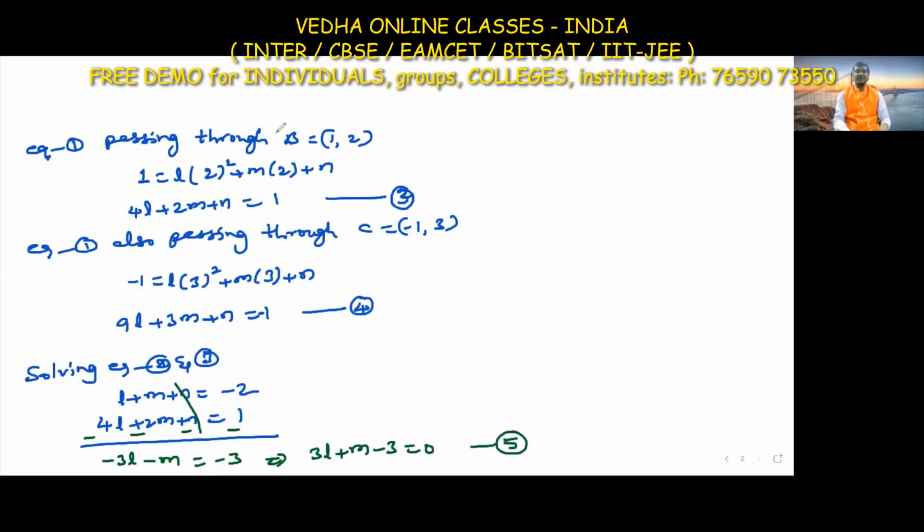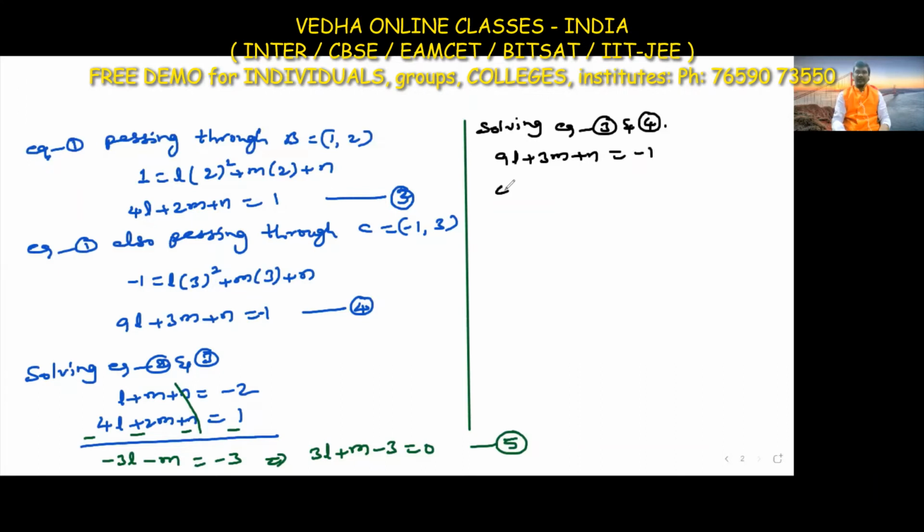Now I am solving equations 3 and 4. That means 9L plus 3m plus n is equal to minus 1, and 4L plus 2m plus n is equal to 1.